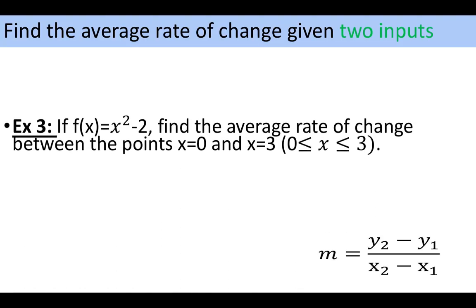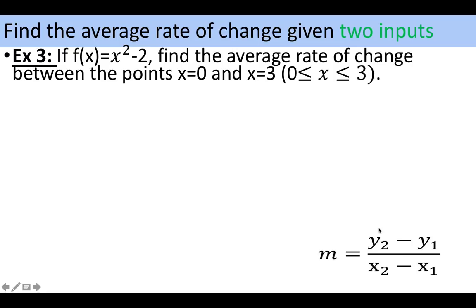Alright, so finding the average rate of change given 2 inputs. Alright, here's my slope formula just to remind me. Again, as I mentioned, this is the same thing as average rate of change, so that's why I'm putting this here. Alright, so let's say I give you a function, f of x equals x squared minus 2, and I'm asking you to find the average rate of change between the points 0 and 3. Again, this is written like this.